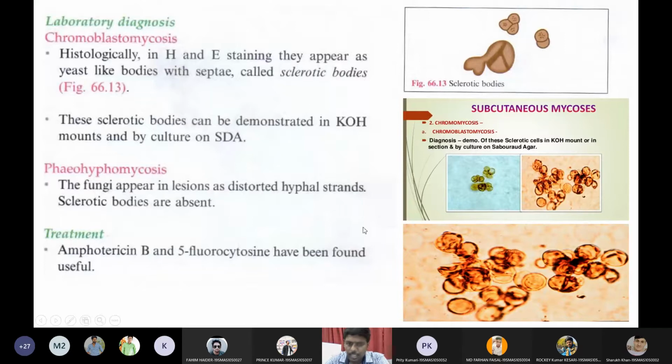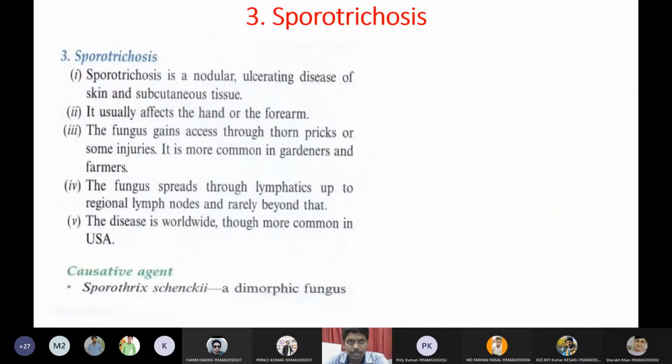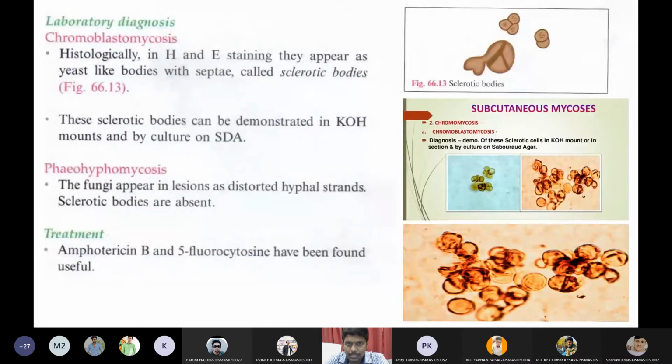Okay, then treatment for chromomycosis: amphotericin B and 5-fluorocytosine are the drugs of choice for treating this chromomycosis. So the treatment includes amphotericin B and 5-fluorocytosine. So this is all about chromomycosis.